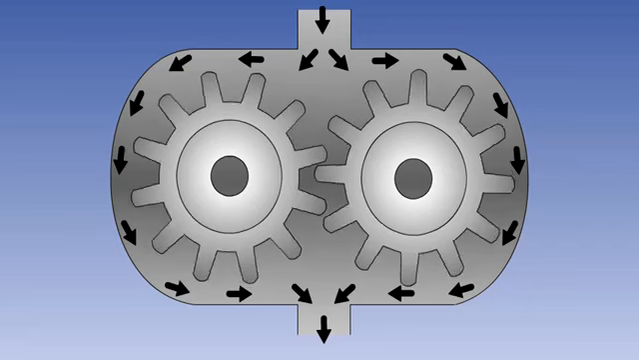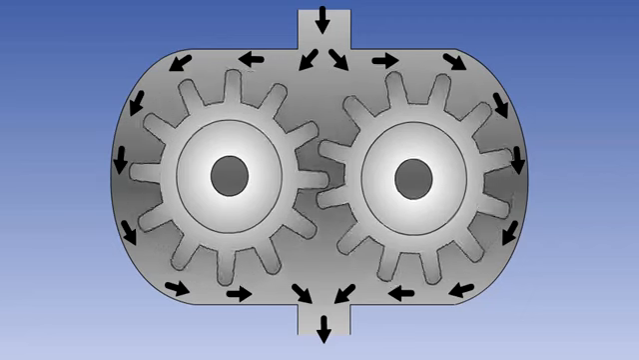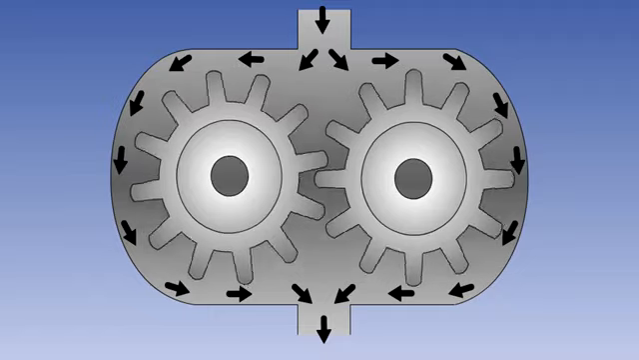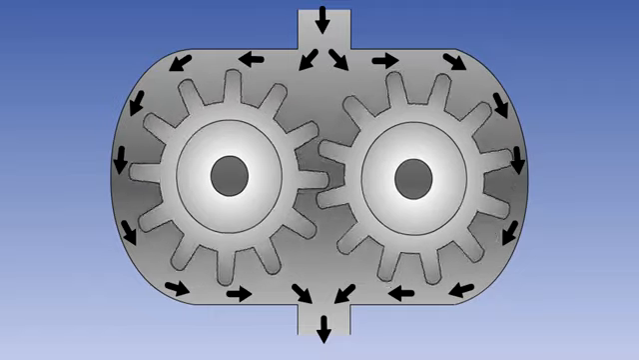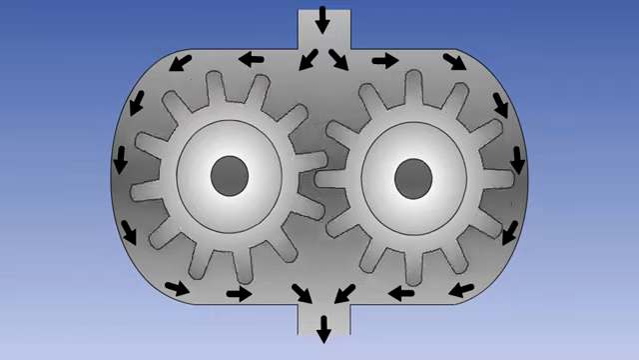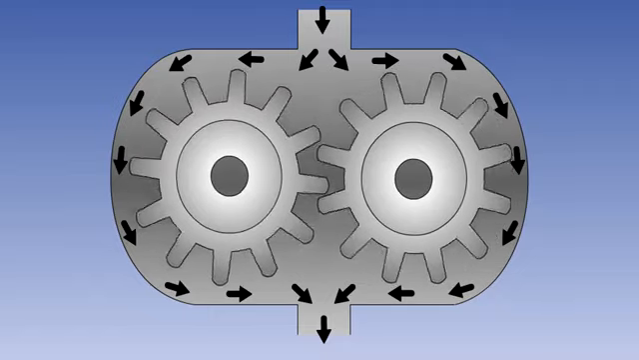This type of pump gives a relatively large flow rate. However, its output pressure is relatively low. It is usually a single, as shown, or double-stage pump.